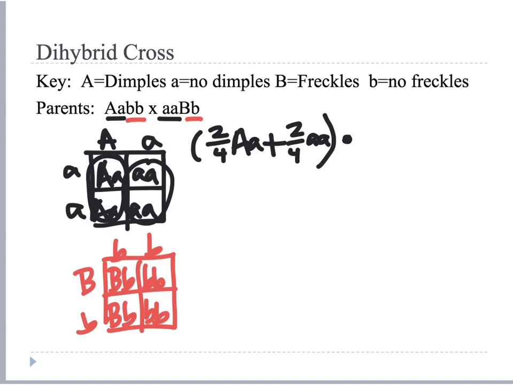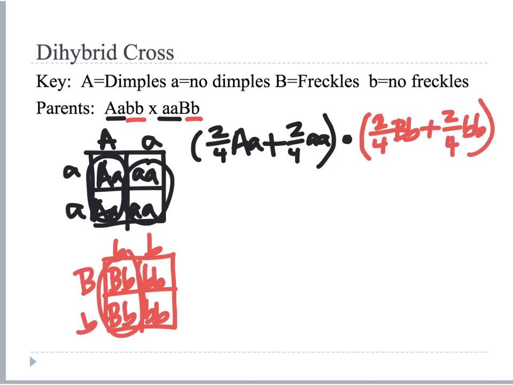Now, because I'm going to be mixing these, this is going to be a multiplication, and then I'm going to also describe my B square, which is these two right here. So it's 2 out of 4, big B, little b, plus 2 out of 4, little b, little b. There's my B square. So I'm going to be multiplying these, and to do this I'm going to use something that's similar to the FOIL method. And to do that, I'm going to multiply these guys together.